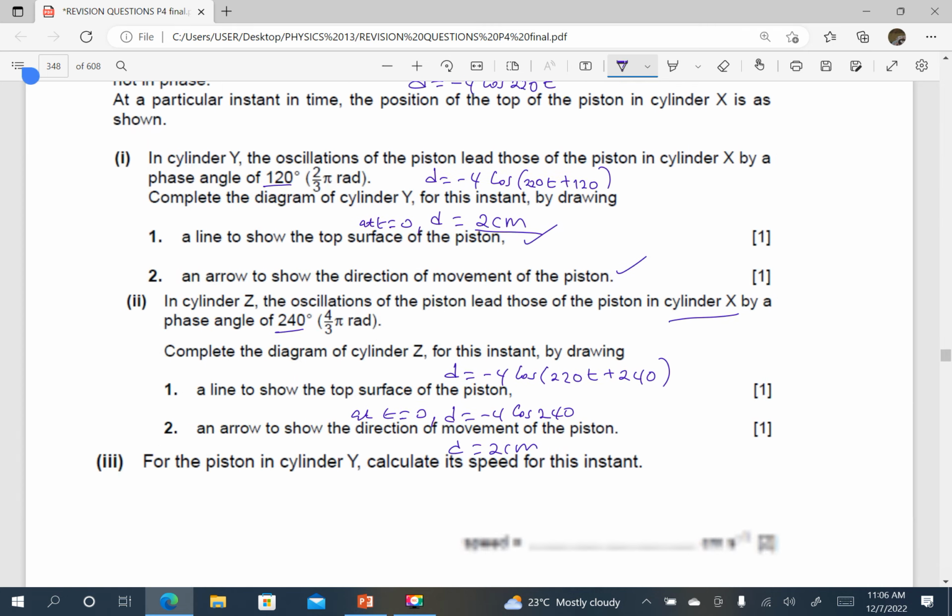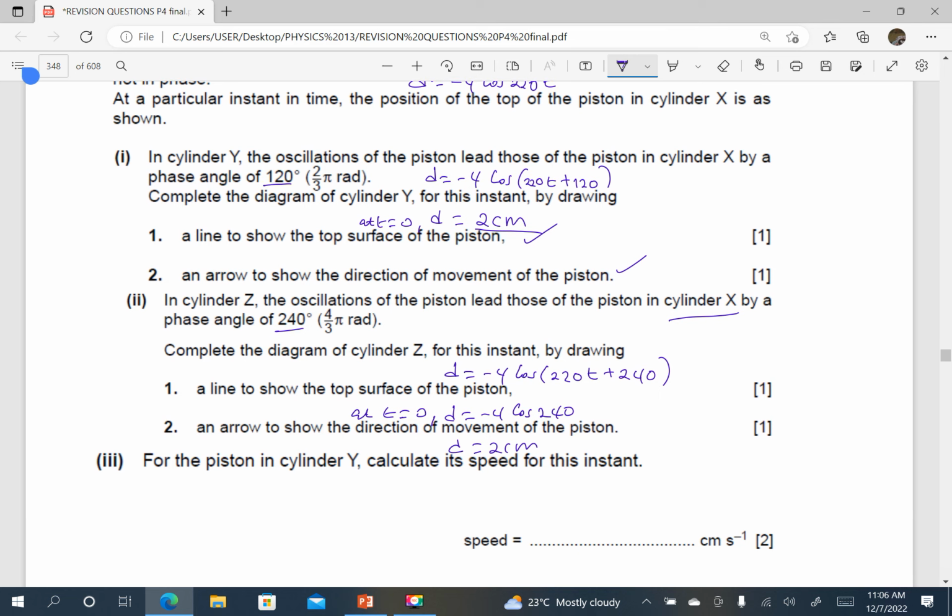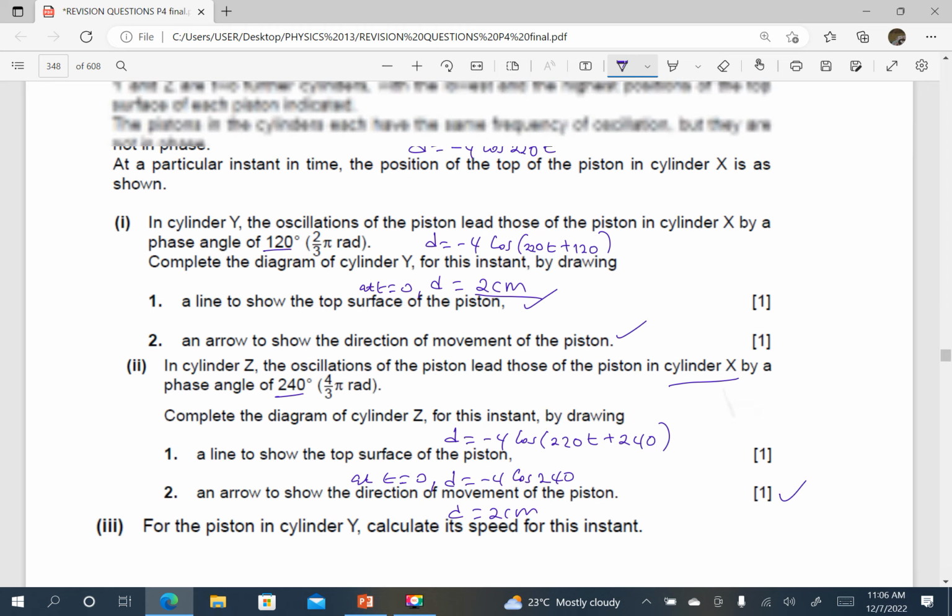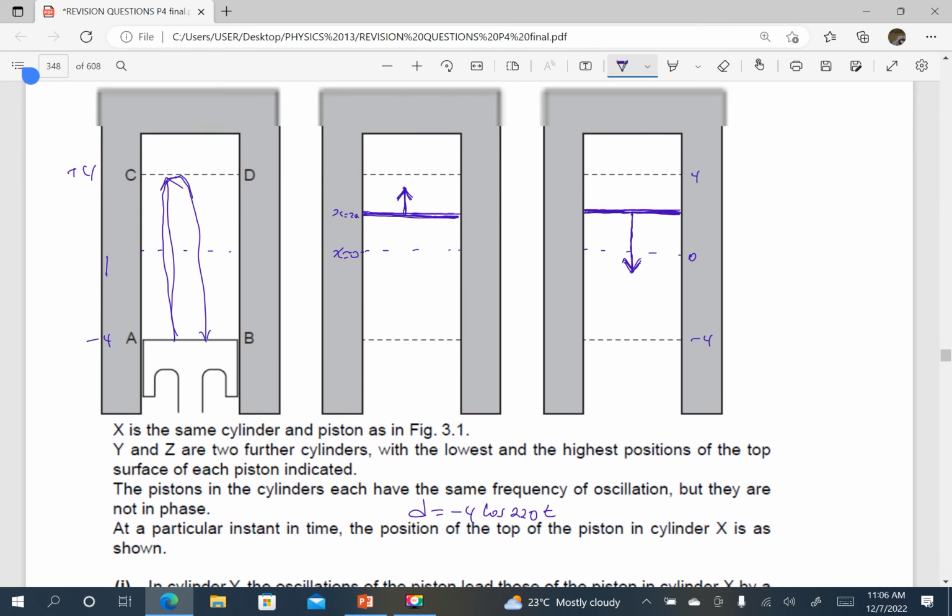They asked for an arrow to show the direction of movement of the piston. So that will be downwards. So we have now attempted that abstract equation very well. We have drawn the line as required and the arrow.